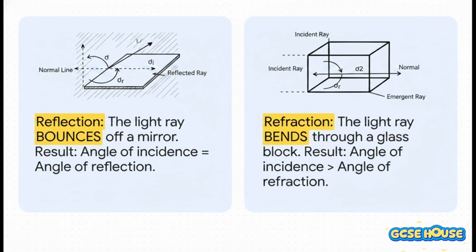The results couldn't be simpler. For reflection, the light ray bounces. That means the angle of incidence equals the angle of reflection. For refraction, the light ray bends as it goes through the block. This means the angle of incidence is always bigger than the angle of refraction.